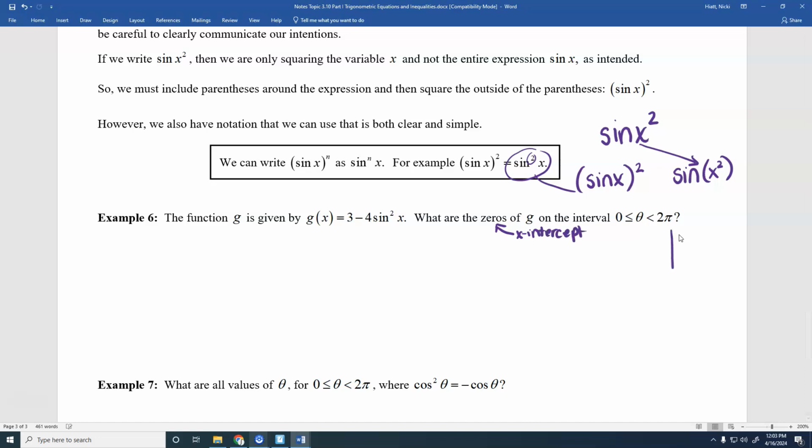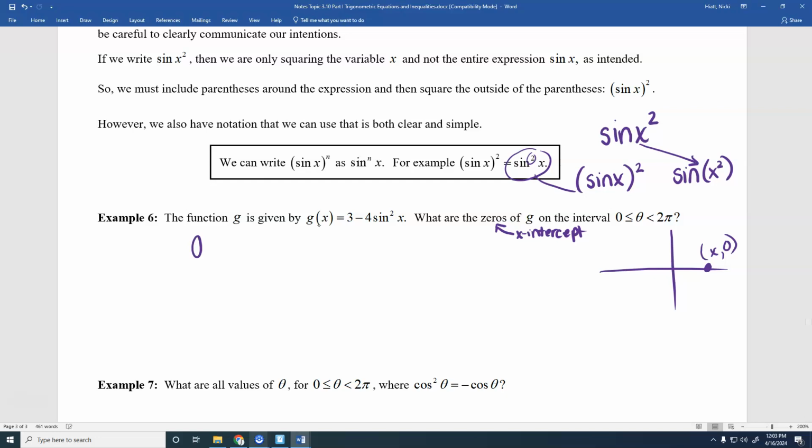And at an x-intercept on a graph, what do you know about that point? About the coordinates of that point? The y is always 0. The x could be anything, but the y is always 0. So, if I want to find the zero of a function, then I can plug in 0 for the y, and in this case, your g of x is like your y right here.